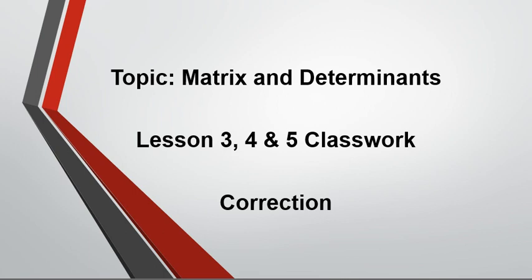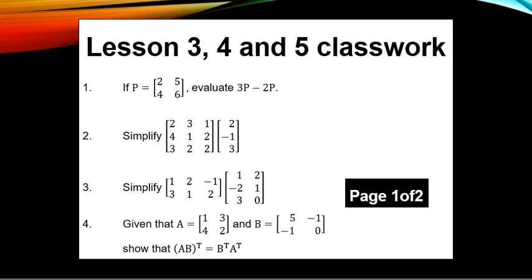This is matrix and determinants, lesson 3, 4 and 5 classwork correction. We want to take the correction for the combined classwork for lesson 3, lesson 4 and lesson 5. That is scalar multiplication and general multiplication. So lesson 3, 4 and 5 classwork.